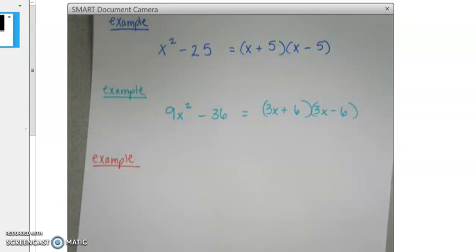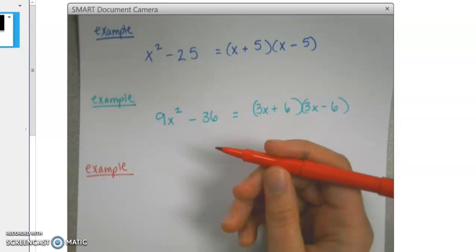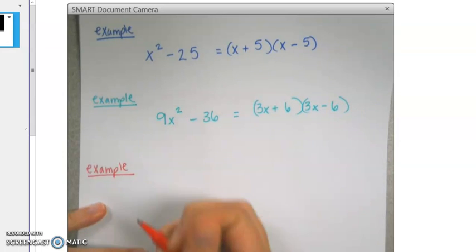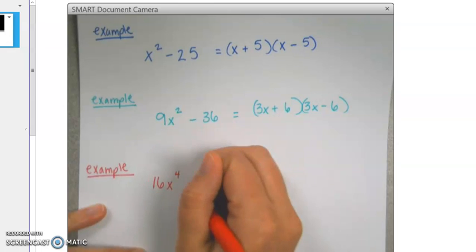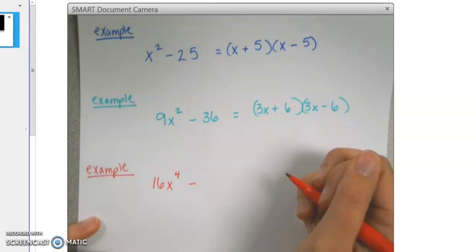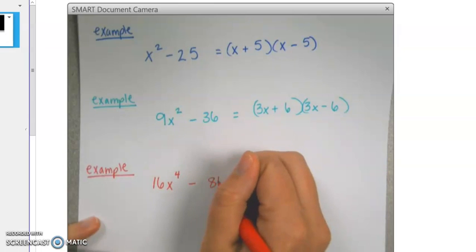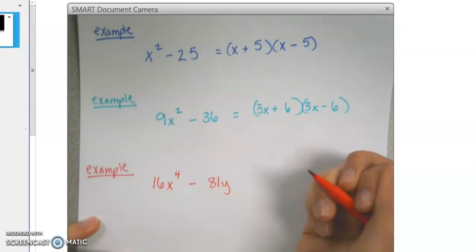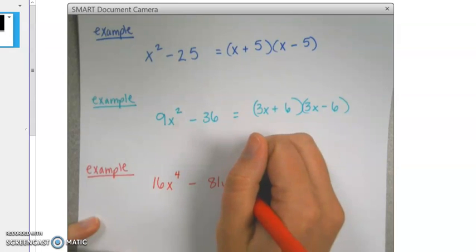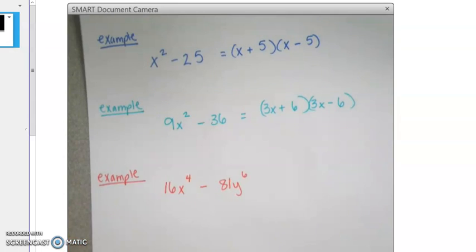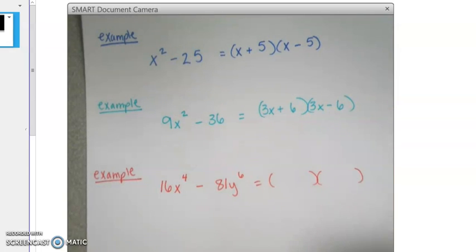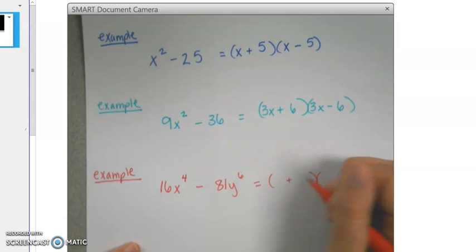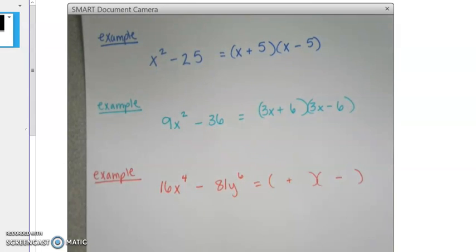Sometimes you get problems that have multiple variables or have a big exponent, so I just want to show you what that would look like. So let's say I had 16x to the 4th minus 81y to the 6. There we go. So in case you end up with a big one. Don't see this much, but just in case. So nothing changes. I still have a plus and I still have a minus. And just take it piece by piece. Don't get overwhelmed by all these variables and all these numbers.